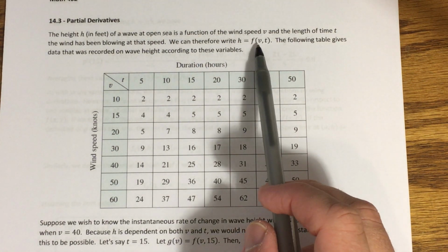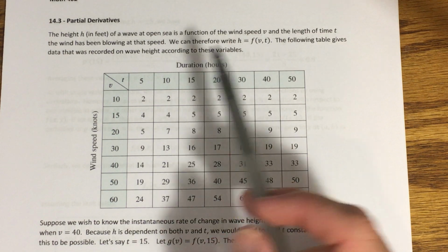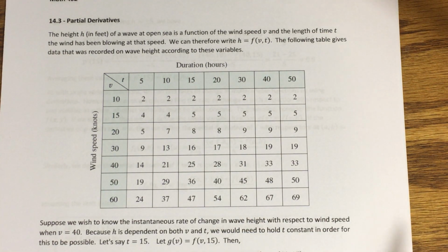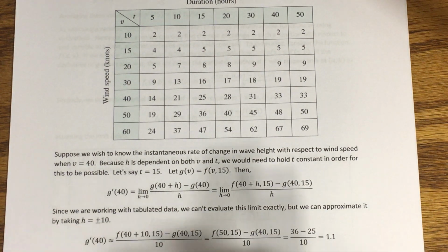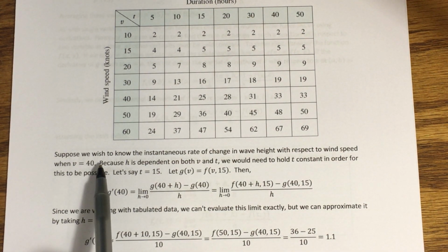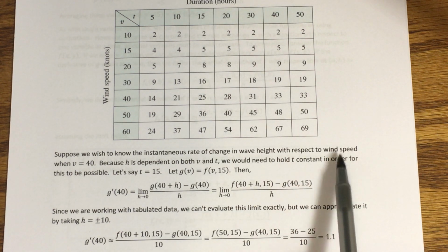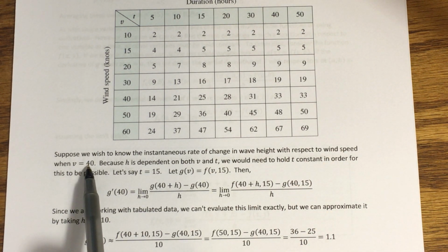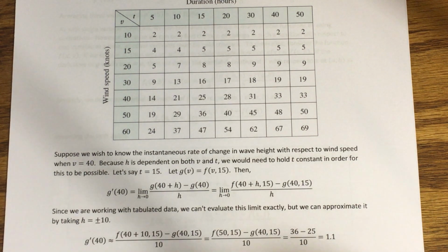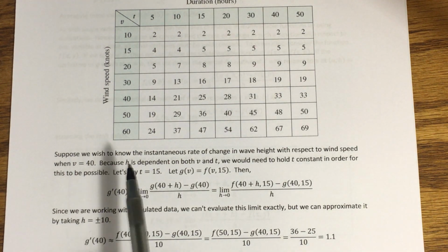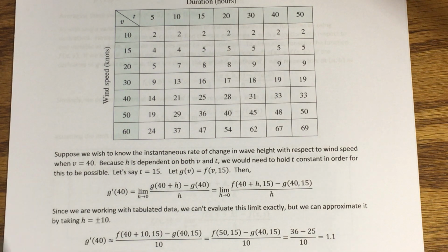Well, the trick is to hold any other variables in the function constant or fixed. So here's what I mean by that. Let's take a look at the first case we want to investigate. Let's suppose that we want to know the instantaneous rate of change in wave height, so the instantaneous rate of change in h with respect to wind speed, specifically when that wind speed is 40 knots. Okay? H is a function of both v and t, so we can't let t be floating around and varying. That rate of change for v equals 40 can be a lot of different things depending on what t is equal to. And so what we need to do is hold t constant.